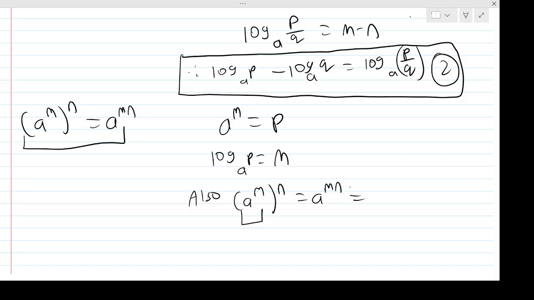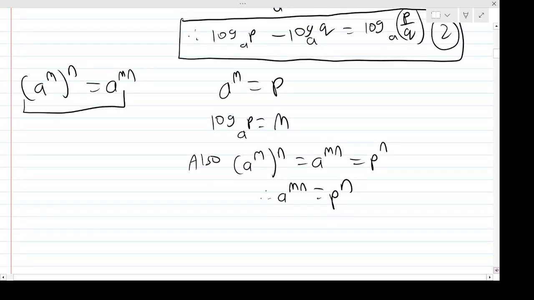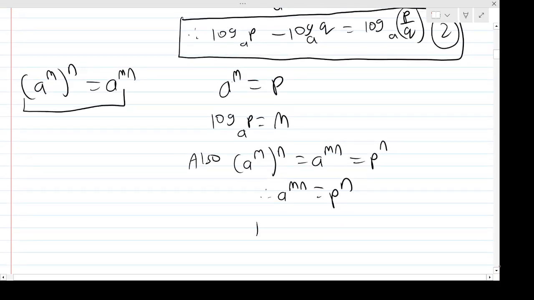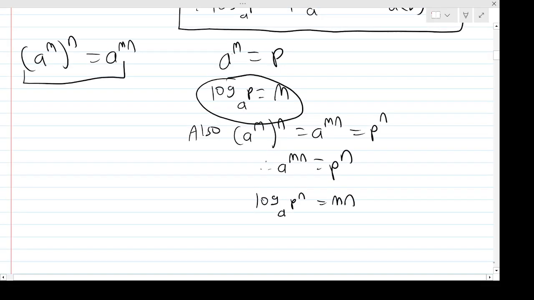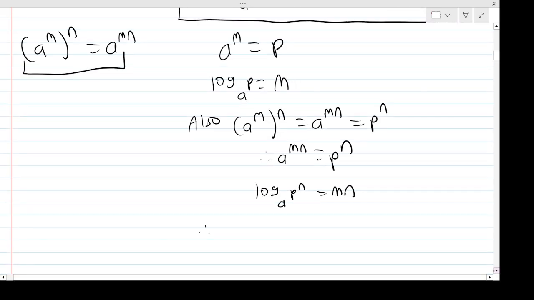But a to the m is p, so that's also equal to p to the n. Therefore a to the mn is p to the n. Then if we take logs, log base a of p to the n equals my power mn. But we also know that m is this log here. So therefore we can say that log a of p to the n is n times log a of p.